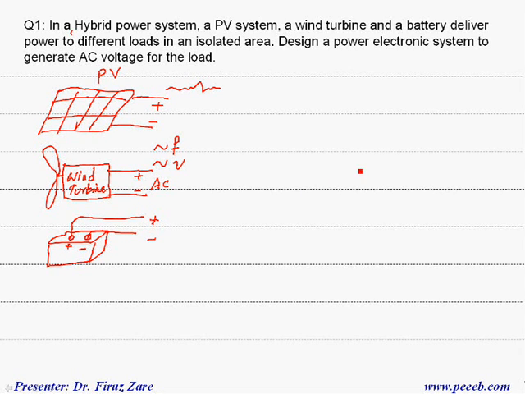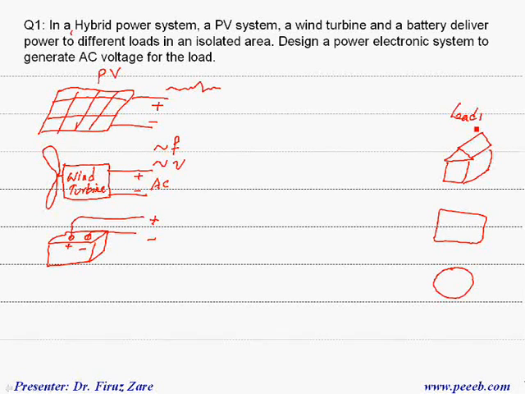So if you look at the load in an isolated area, we may have different types of loads, such as home appliances, TVs, and so on. Or in commercial settings we may have different types of loads, for example air conditioners or pumps. So we call them load 1, load 2, and load 3.